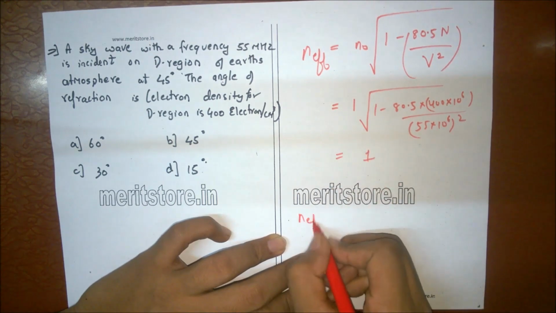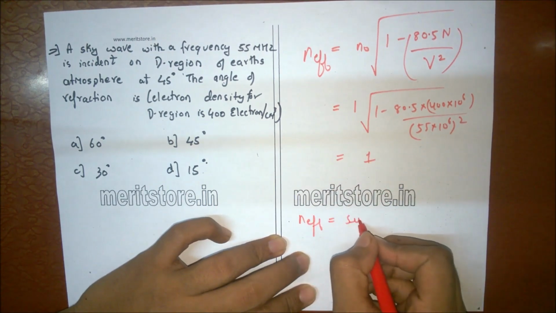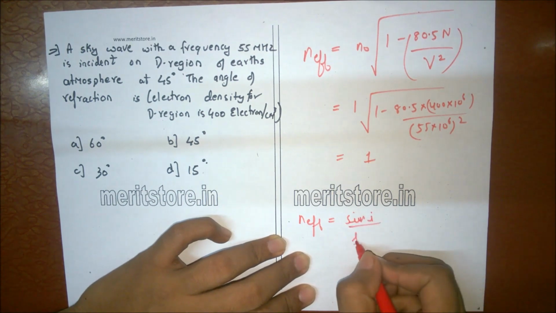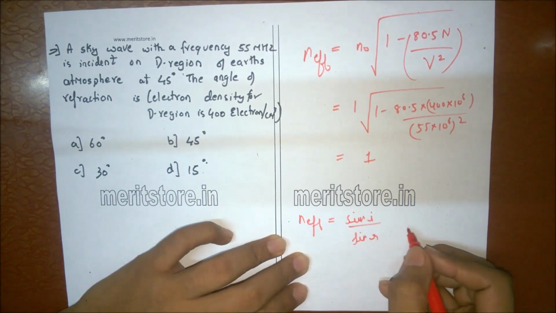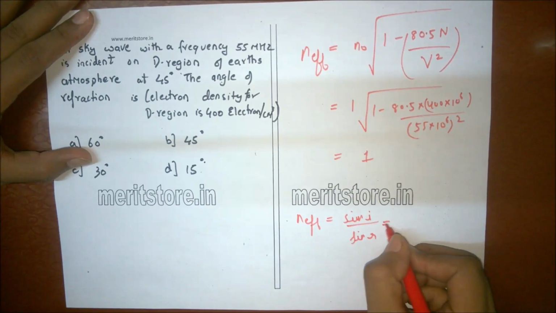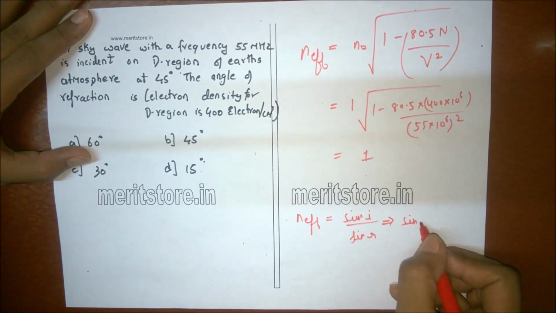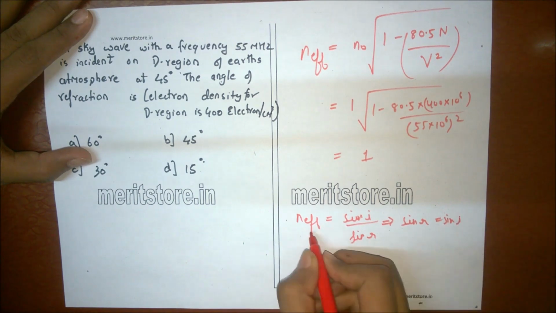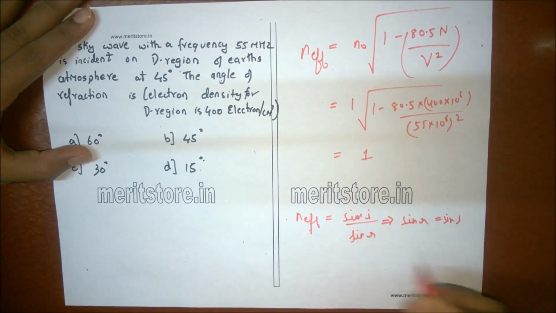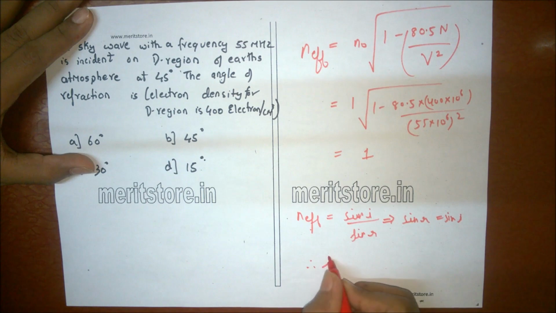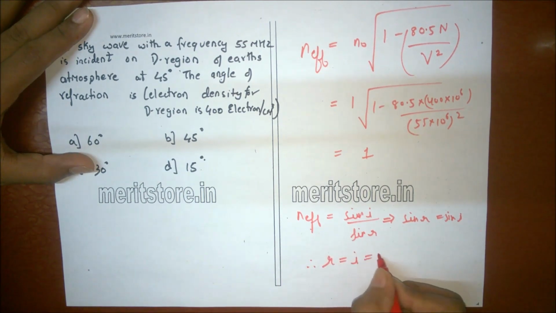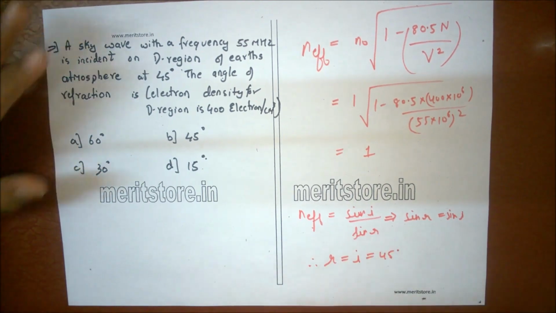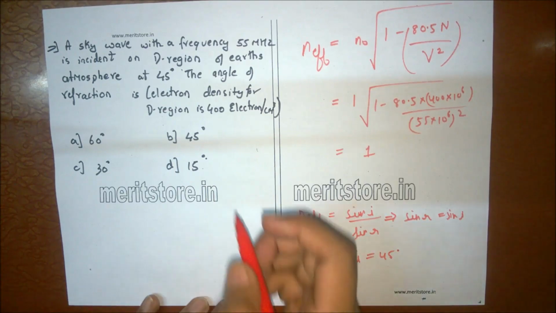Also, n_eff is equal to sin i upon sin r. Since n_eff is 1, therefore sin i will be equal to sin r. Therefore, r will be equal to i, which is 45 degrees. Therefore, the correct answer is option B.